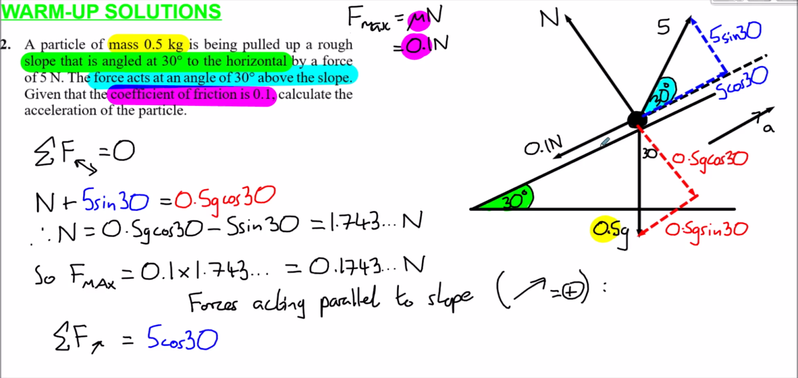Going opposite to that, we've got this Fmax, 0.1n, which we worked out. We need to subtract that. We also need to subtract this component of the weight, 0.5g sine 30.